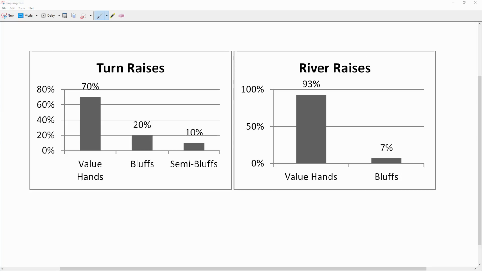Now, looking at bluffs, here's an interesting thing that I found on the turn. I wish I had recorded the statistics regarding the percentages of bluffs on different board textures, but when I looked at the hands, a majority of the bluffs occurred on a paired board. And this makes sense.